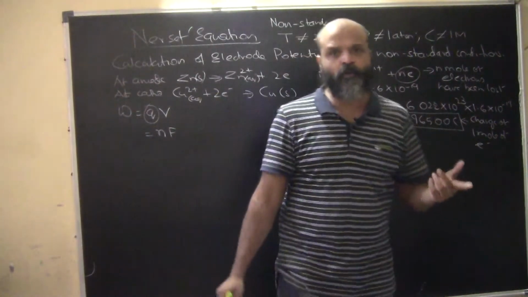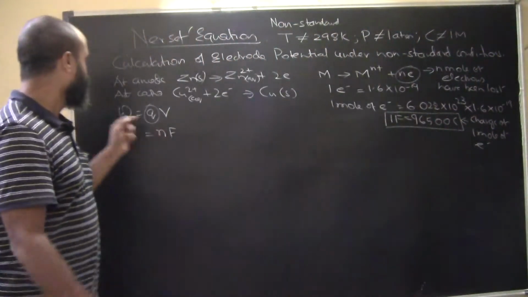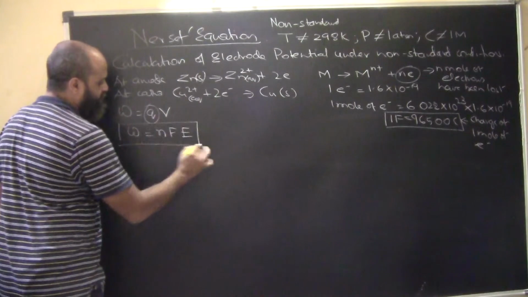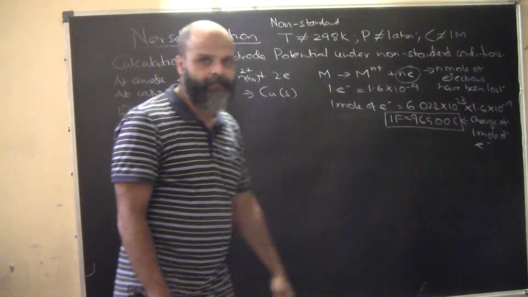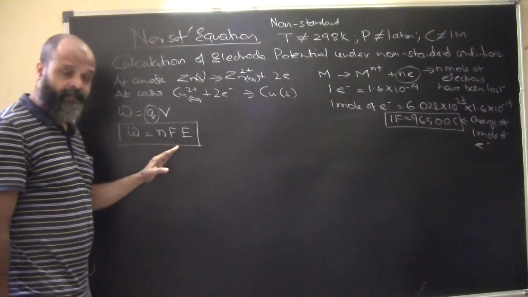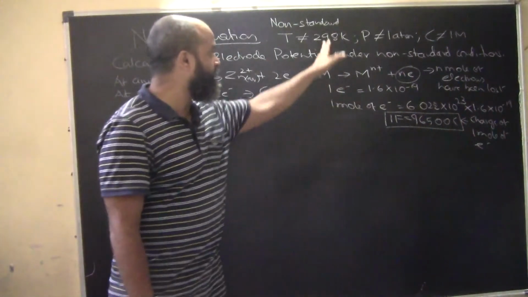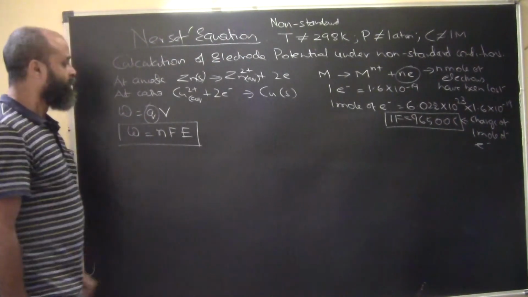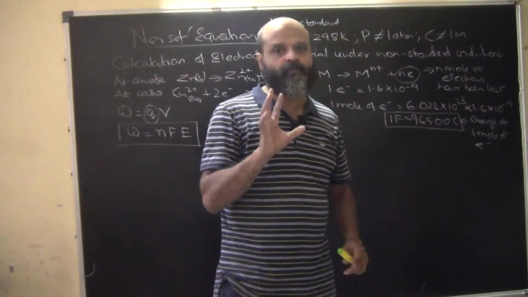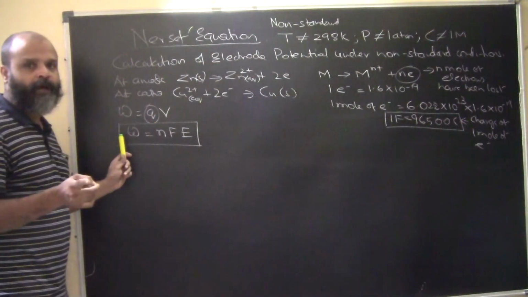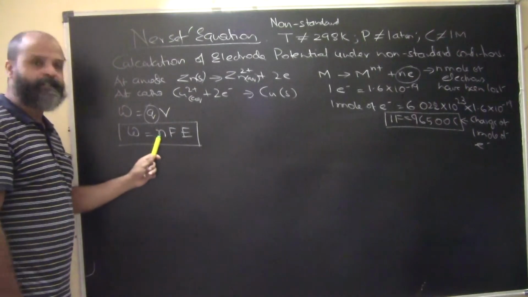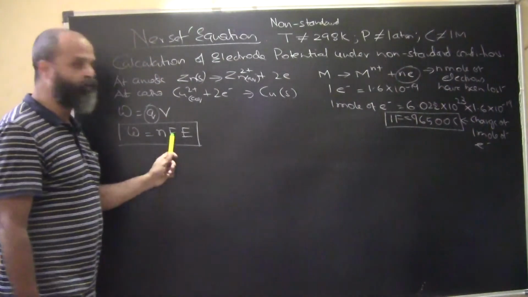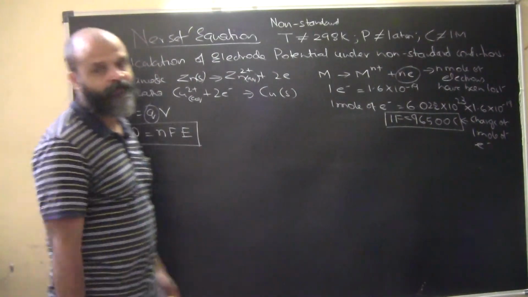Now, what is voltage? Voltage is nothing but the EMF of the cell. So work done can be represented as nFE, where E is the EMF of any cell. It can be under standard conditions or under any condition. Here we are going to take non-standard conditions. So we have arrived at the conclusion that the work done by a cell is equal to the number of moles of electrons lost, into F, into E, that is the EMF of the cell.